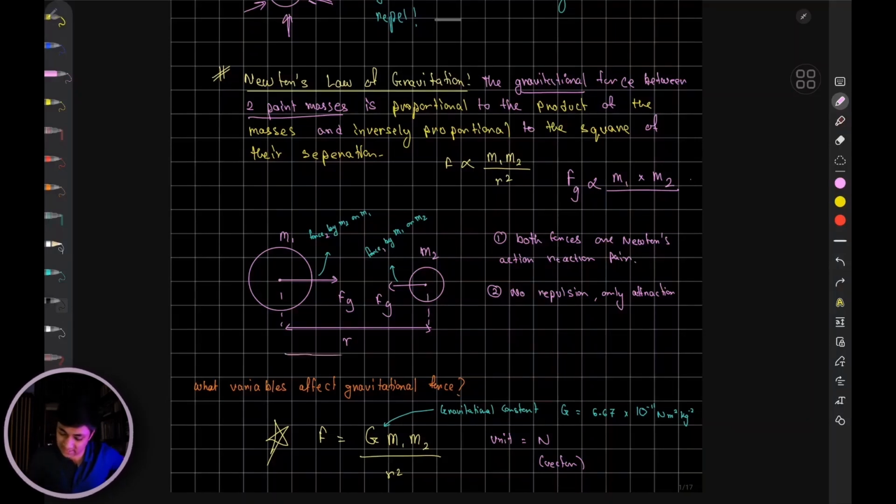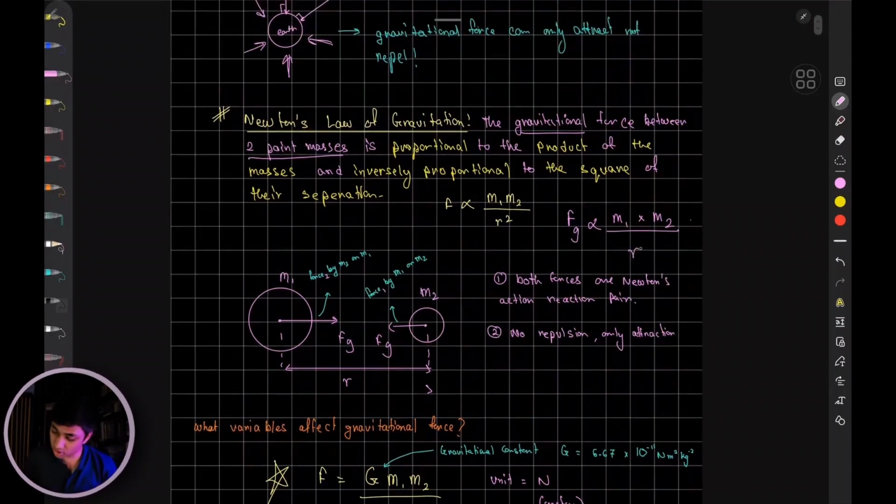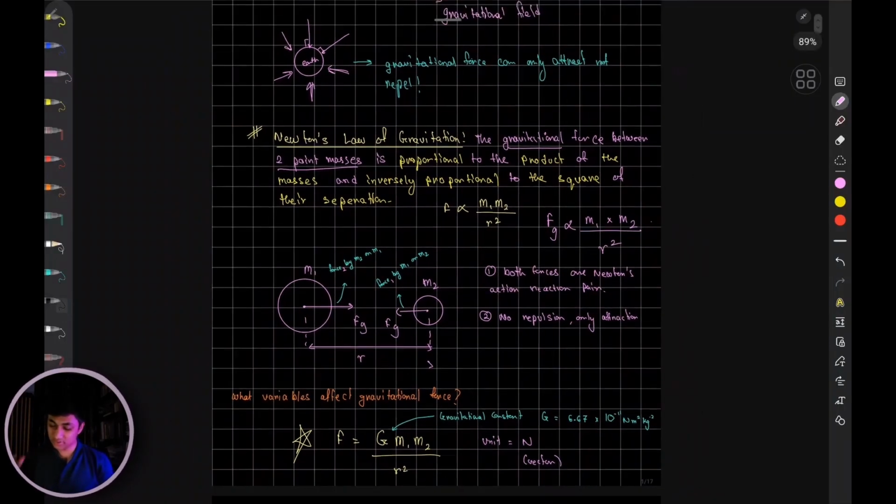So from the center of M1 to the center of M2, consider this to be the separation between both the masses, and the force is going to be inversely proportional to the square of the separation, right? So this is your Newton's law of gravitation. This is how you're going to find out what amount of force is exerted on any object, on any point mass. So let's say this pen or any other object, what is the force going to be?